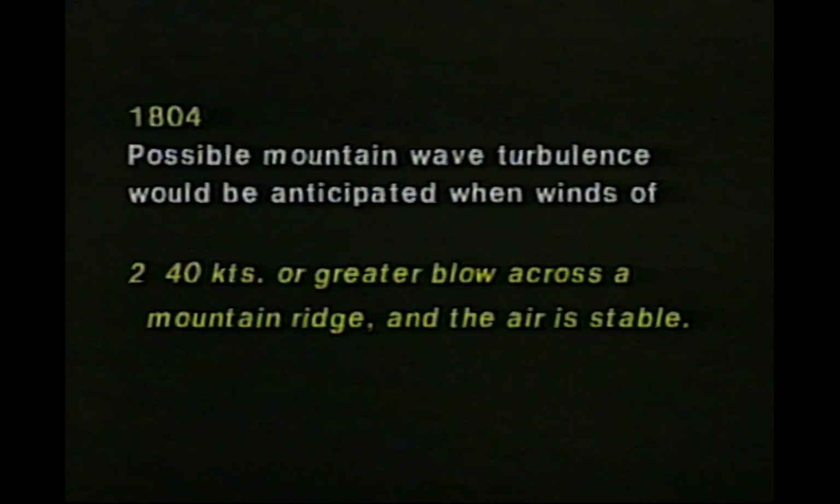Question number 804. Possible mountain wave turbulence would be anticipated when winds of. This question might be for glider. Of course, the FAA doesn't let us know that, but in doing my research, I really feel that it's going to be a glider question, but we want to give it to you anyway in case it's not. It's answer 2, 40 knots or greater blow across a mountain ridge and the air is stable.